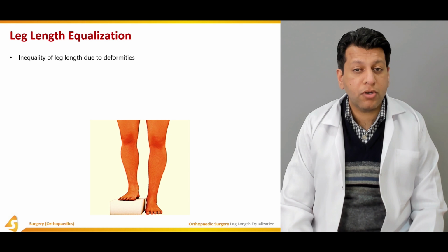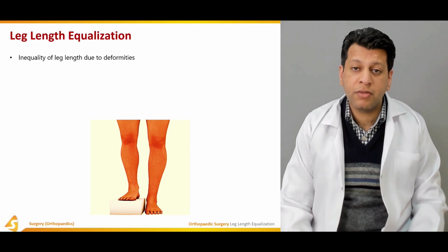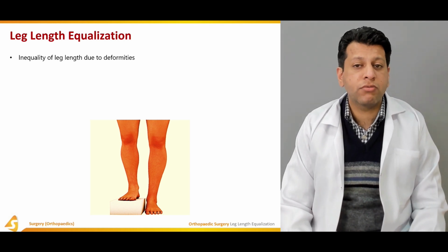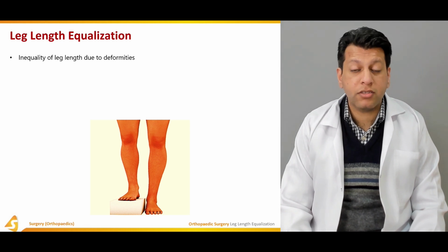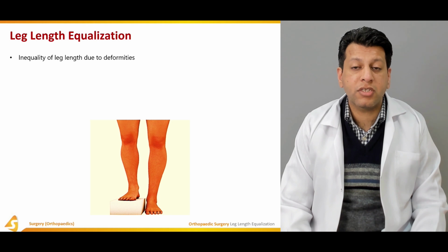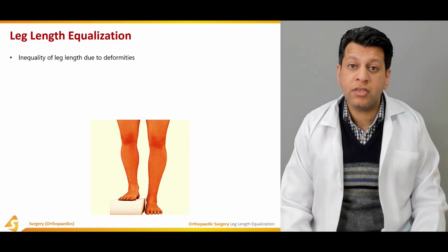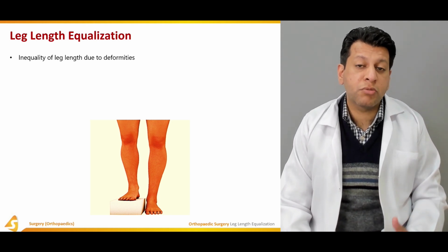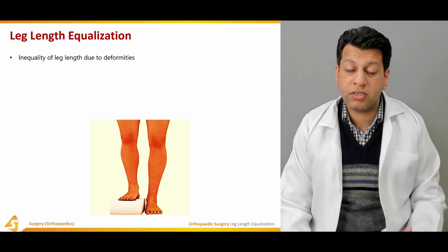This could be due to multiple causes. There could be congenital causes. For example, it could be due to congenital talipes equinovarus, it could be DDH, it could be other causes such as proximal femoral focal deficiency. These are the congenital causes which predispose a child to limb length discrepancy.